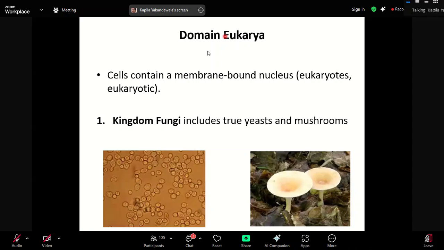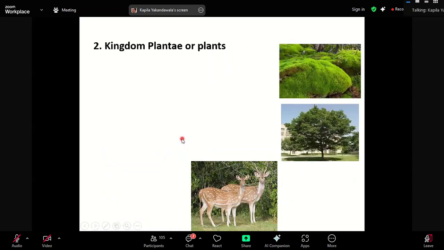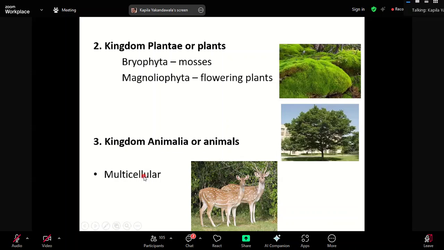Domain eukarya. This includes higher plants and higher animals, the eukaryotes. And it can be put into kingdom fungi. Yeast and other larger fungi belong to the kingdom fungi. Then kingdom plantae, or plants, and kingdom animalia, which includes all the animals, right?